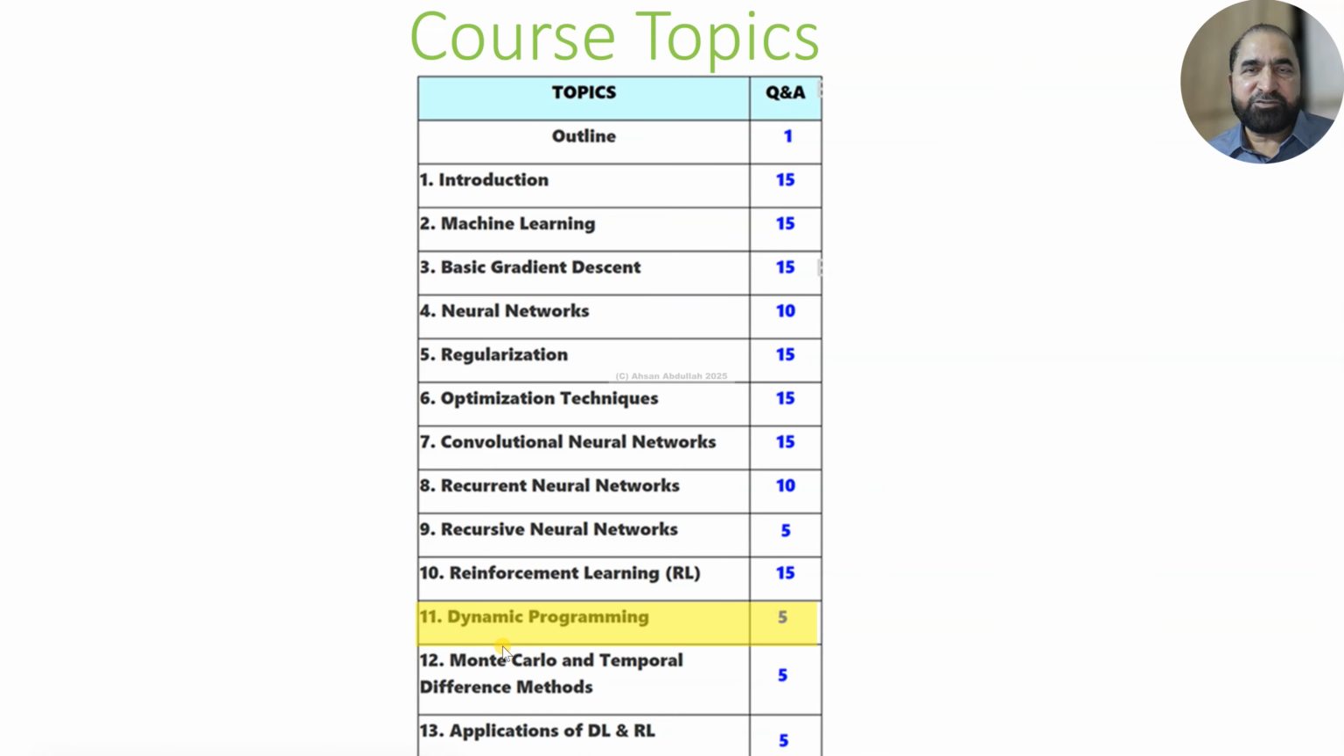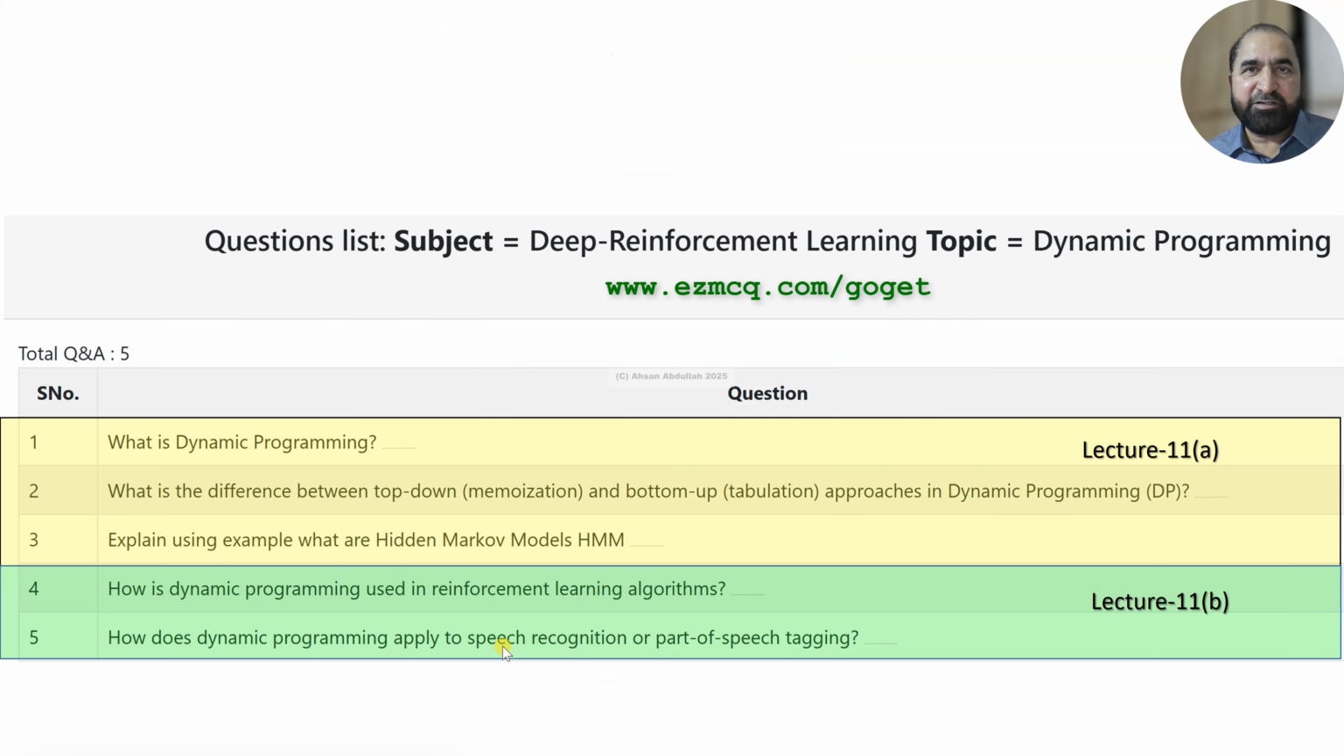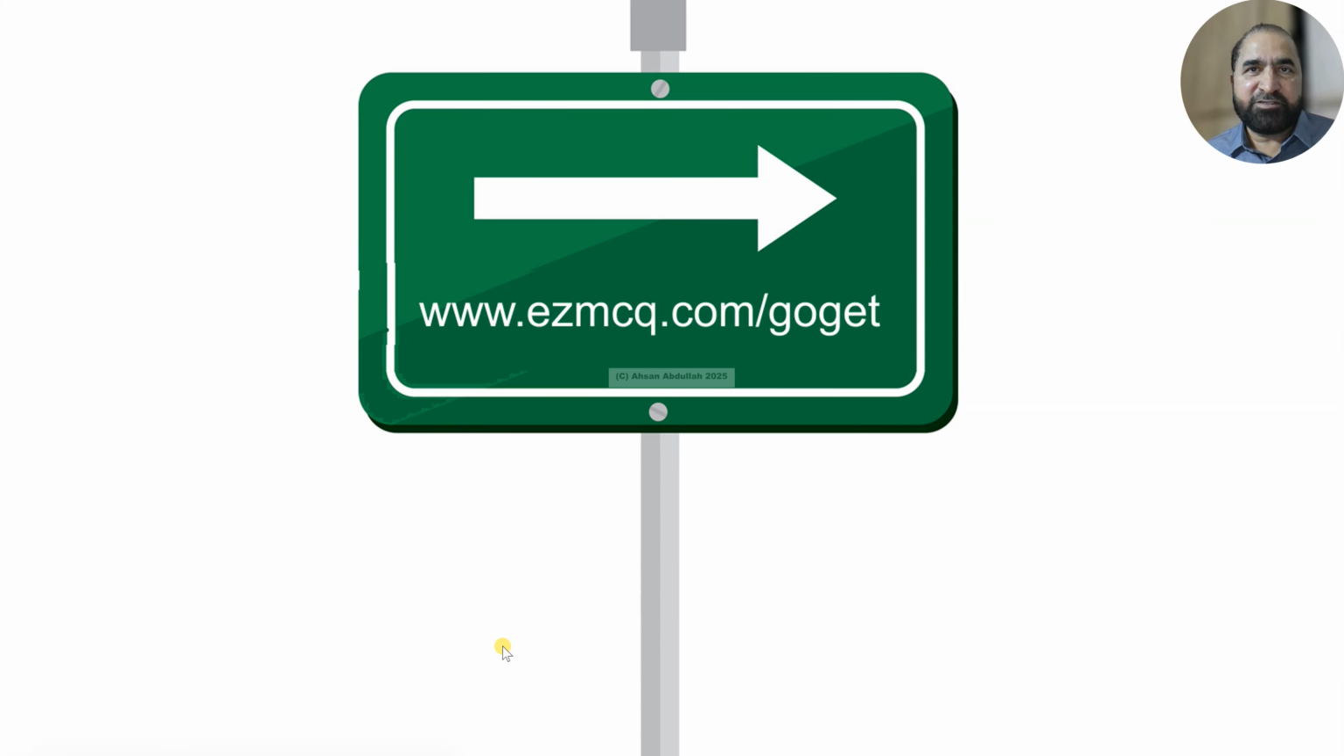This is the list of topics covered in this course, and we are at topic number 11, which is dynamic programming. This is further divided into a certain number of concepts in the form of questions and answers. This lecture 11A consists of the concepts in yellow background color, and the next set of question and answers, in green color, is 11B. Now we move on to the details of the lecture.